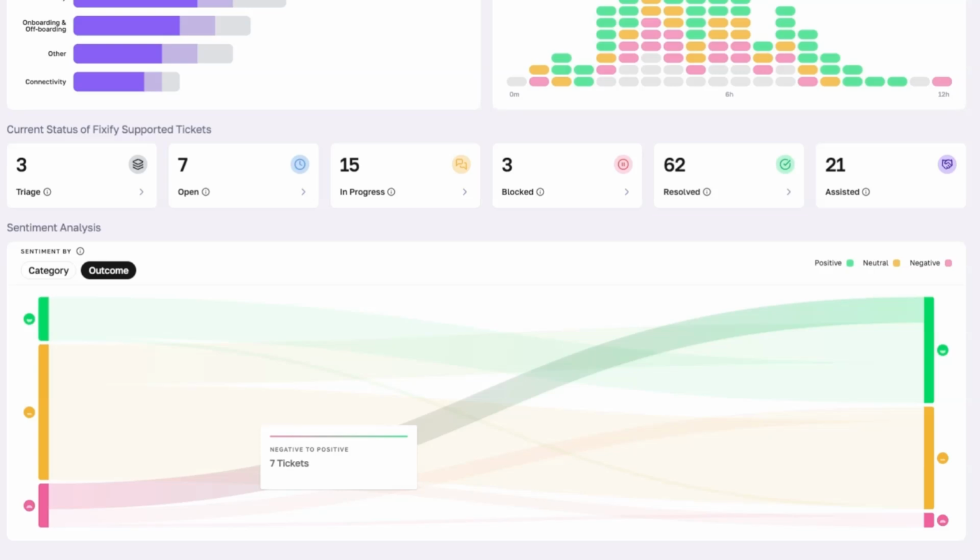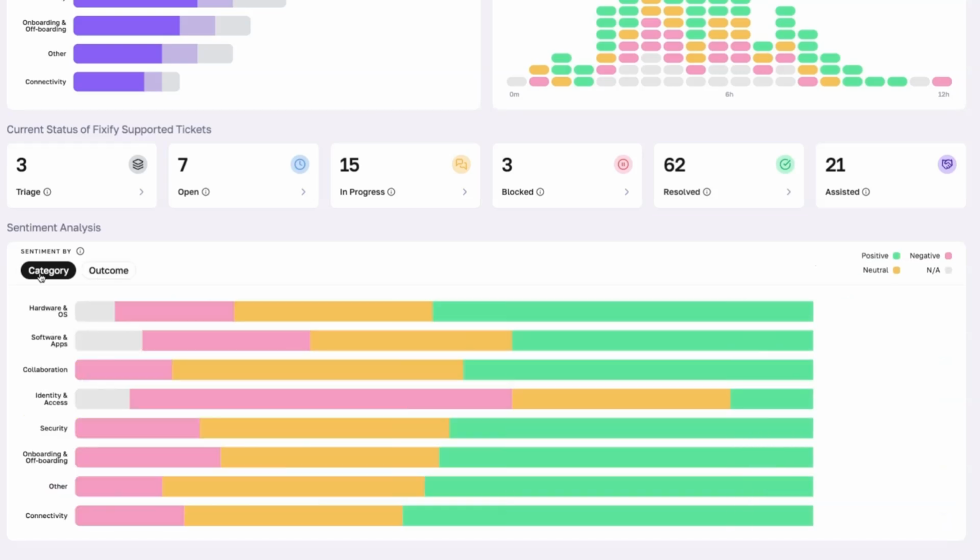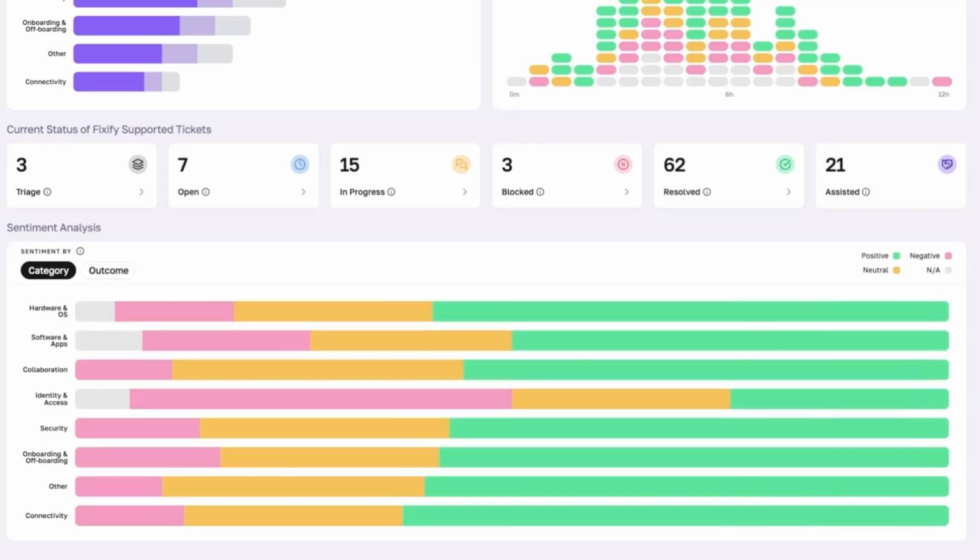Lastly, we have the category. So the category is basically a high level macro view of the sentiment per category, and it represents the totality of the tickets within that category. The gray bars there are us identifying tickets that were machine generated and excluding them from the sentiment analysis, so they aren't there to skew often the neutral sentiment.